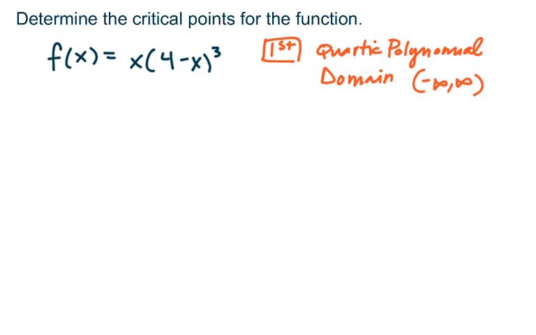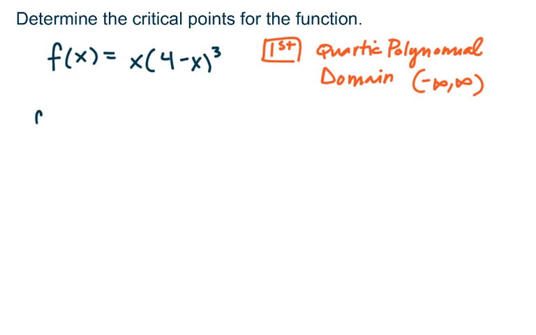And if I wanted to, I could FOIL all of this out, but I don't want to. I'm going to use my product rule because I have a product of x times the quantity 4 minus x cubed. So my product rule says first times the derivative of the second plus second times the derivative of the first.